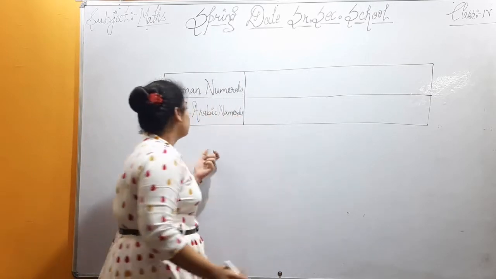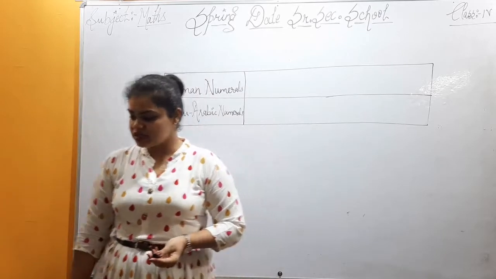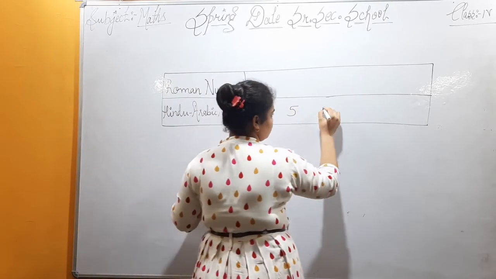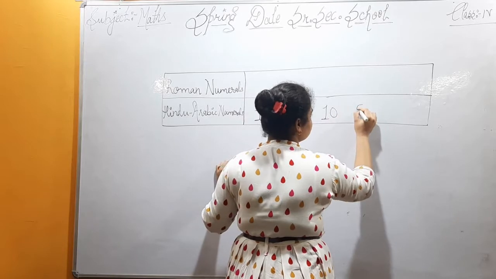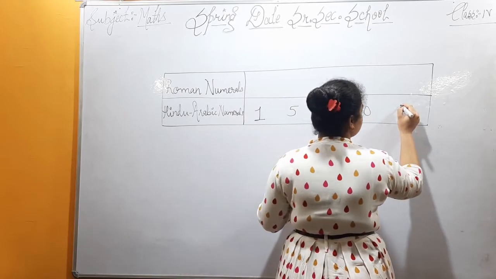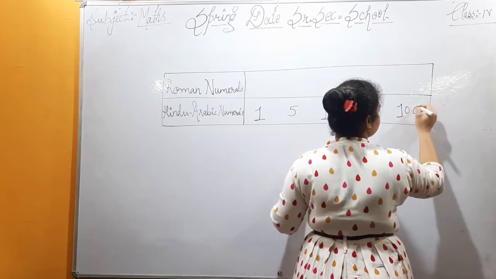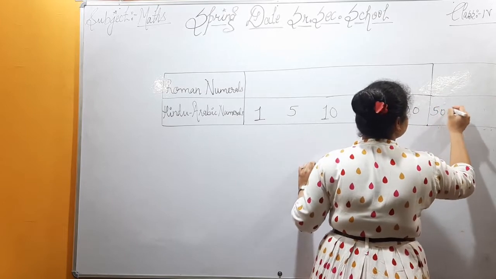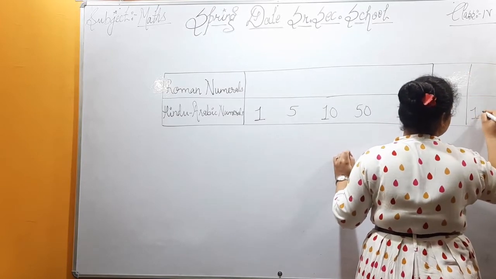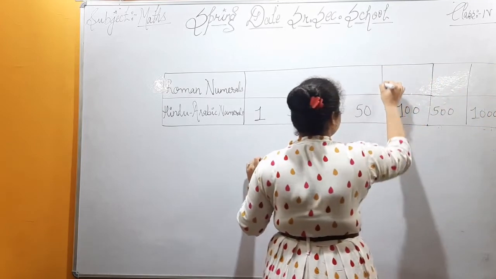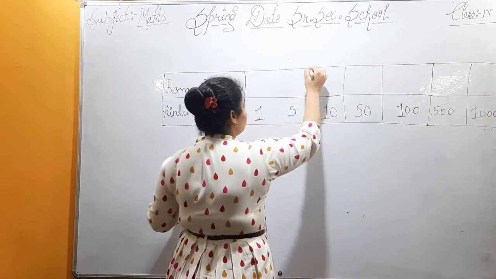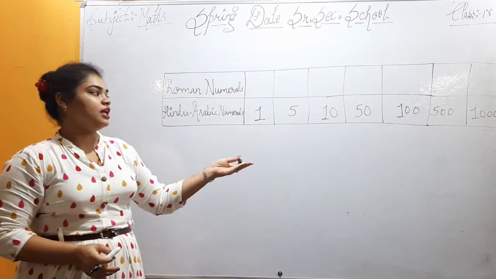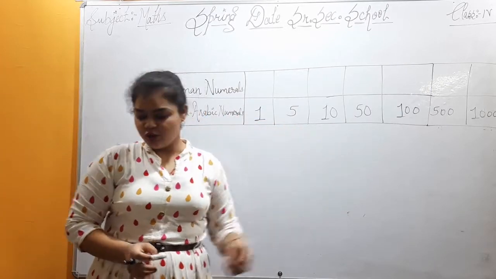Now, you all know what Hindu Arabic numerals are. They are 1, 5, 10, 50, 100, 500 and 1000. So now we will learn what the Roman numerals are for these numbers. How will we write 1, 5, 10, 50, 100, 500 and 1000?